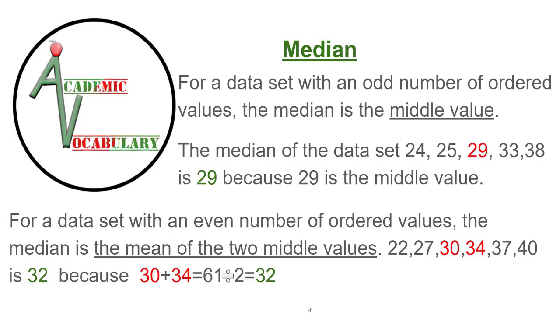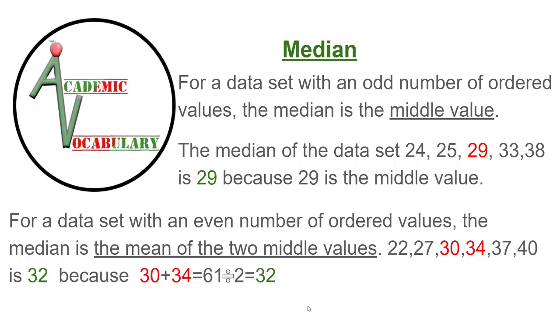Let's review a few of our words first here. Median. For a data set that has an odd number of ordered values, the median is the middle value. That's the easiest one. It's the middle number. So the median of the data set 24, 25, 29, 33, and 38, the middle would be 29 because it's in the middle.